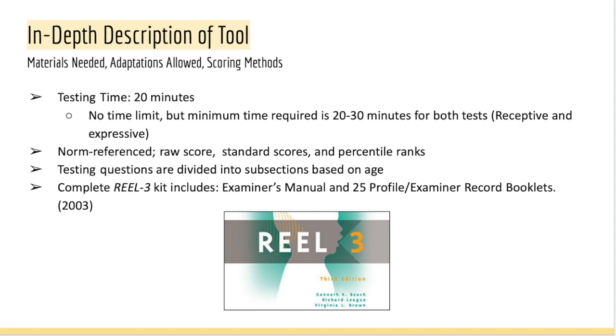Like mentioned previously, it is a norm reference test. There are three score criteria: raw score, standard score, and percentile ranks. The assessment is divided into subsections based on age: 0 to 6 months, 7 to 12 months, 13 to 18 months, 19 to 24 months, and 25 to 36 months. The complete REEL-3 assessment kit includes the examiner's manual and 25 profile examiner record booklets.